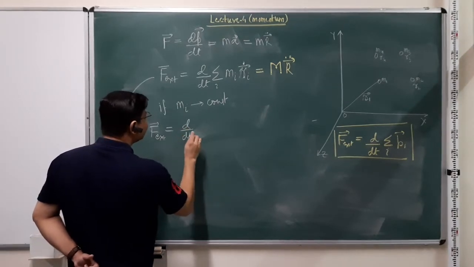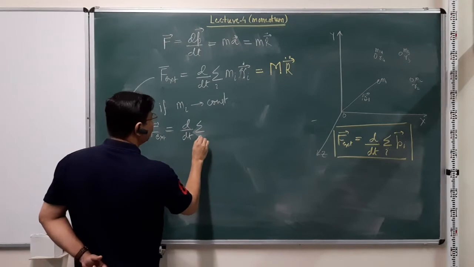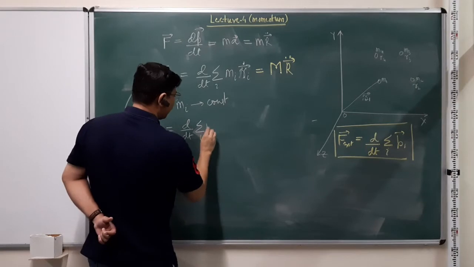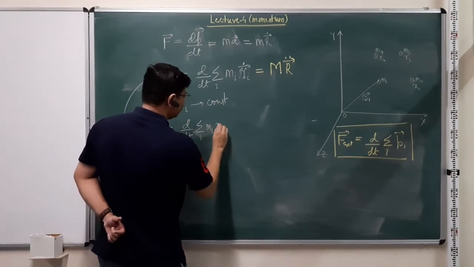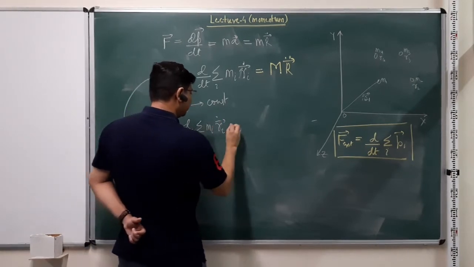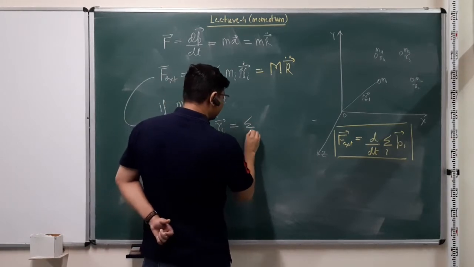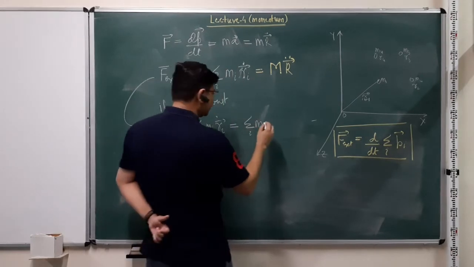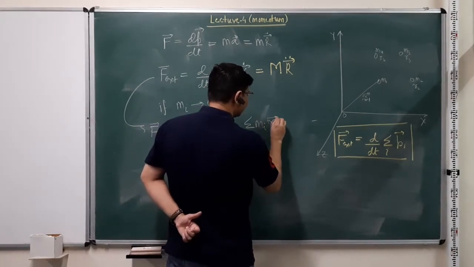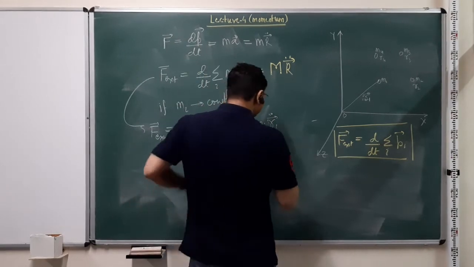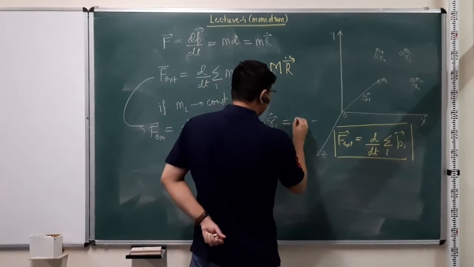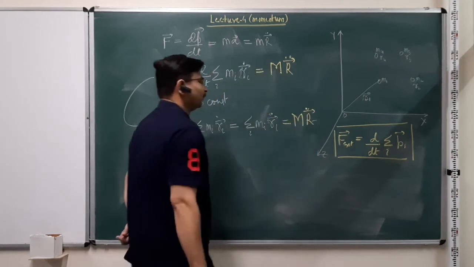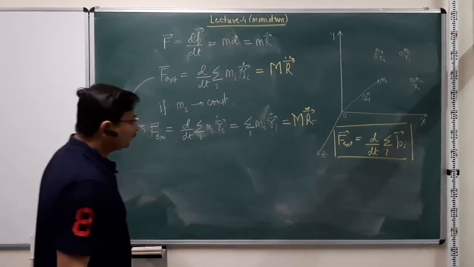So if this is the case, then F external is d over dt of the sum over i of m_i r_i dot, which I can write as the sum over i of m_i d over dt of r_i dot, because m_i is time independent. That gives r_i double dot, and this is what I want to be equal to some mass M times R double dot. So this is acceleration.